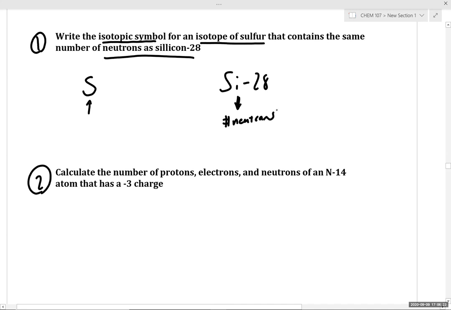In the second example, you're going to calculate the number of protons, electrons, and neutrons for a nitrogen-14 atom that has a -3 charge. So we'll work on both of these examples for about 4 to 5 minutes. Don't be shy to share your responses in the chat. And if you're unsure and if you have a question, don't be shy to ask a question in the chat or verbally. And we'll discuss this example in about 4 to 5 minutes.